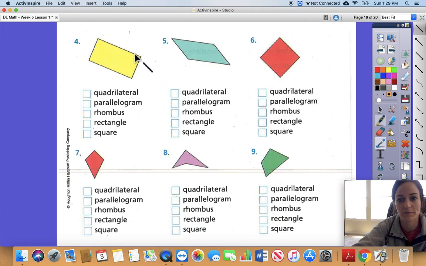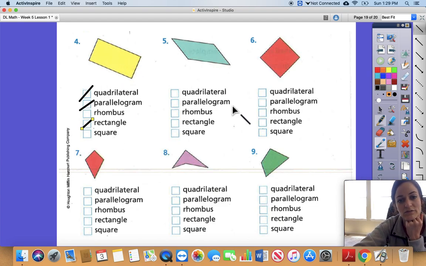But let's do these really quick. So quadrilateral, is this one a quadrilateral? Yes. Is it a parallelogram? It has two sets of parallel sides, so yes. Is it a rhombus? A rhombus means that it has four equal sides. No, this is not a rhombus. Is it a rectangle? So is it a parallelogram that has right angles? Yes. And is it a square? Is it a type of rectangle that has all four equal sides? No, so this is not a square.